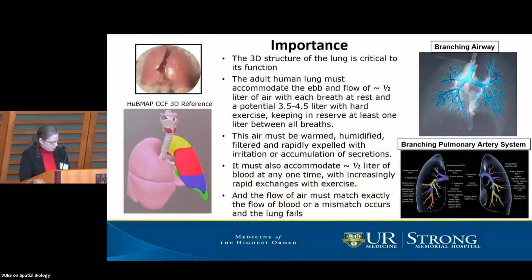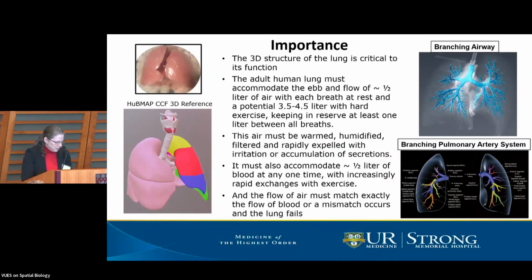So the 3D structure of the lung is critical to its function. The adult human lung, as you're sitting there, must accommodate the ebb and flow of about half a liter of air with each breath at rest. When you go out and exercise this afternoon, because we've been sitting here for so long, you're going to accommodate 3.5 to 4.5 liters of air with each breath. And you're keeping in reserve at least 1 liter between all of those breaths within your lung so that your blood can continue to pump and be oxygenated.